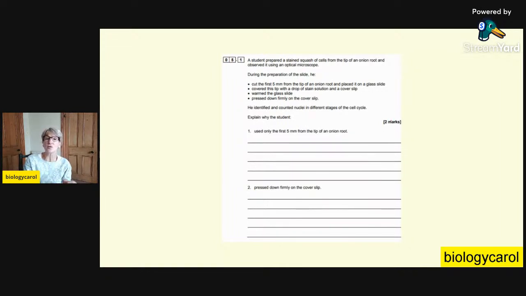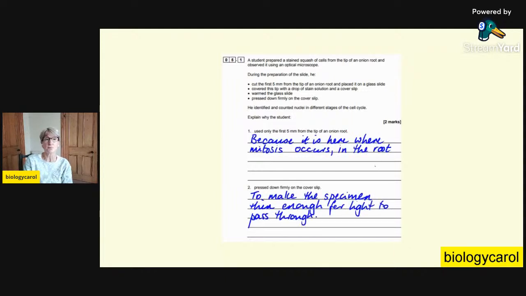And I am noticing that there are 2 marks here for both parts of this question. Therefore, each part is only 1 mark. We're not expecting a full essay as an answer. So I think what I wrote here was that it is only in the very tip of the root where mitosis takes place. And the whole point of this was to see the different stages of the cell cycle, in other words, the stages of mitosis. So because it is here where mitosis occurs in the root, it is only there really.